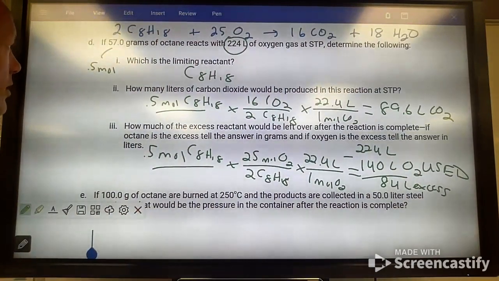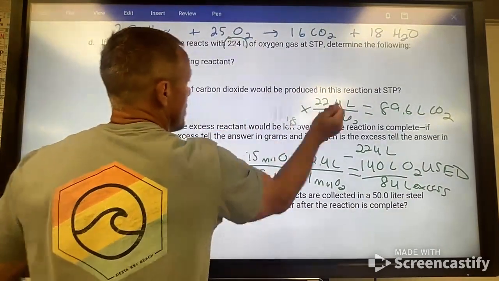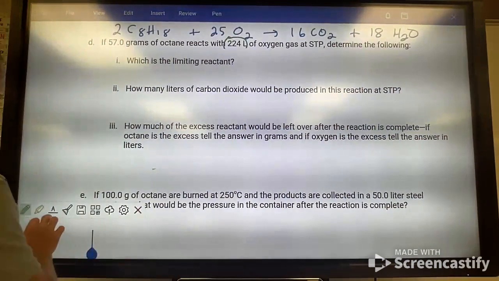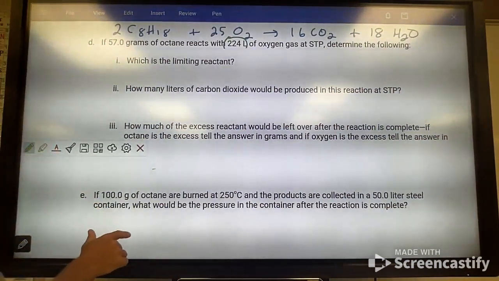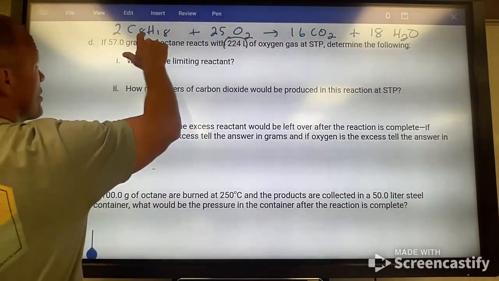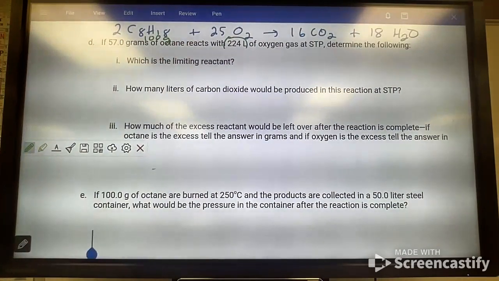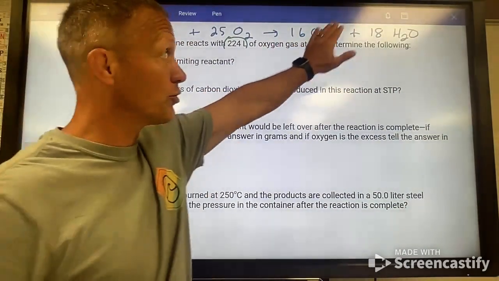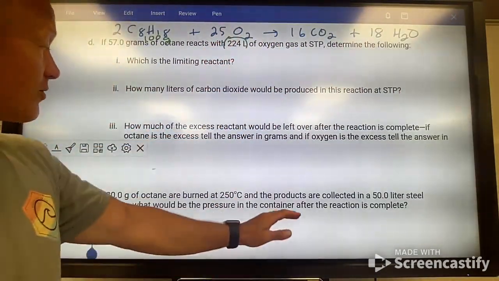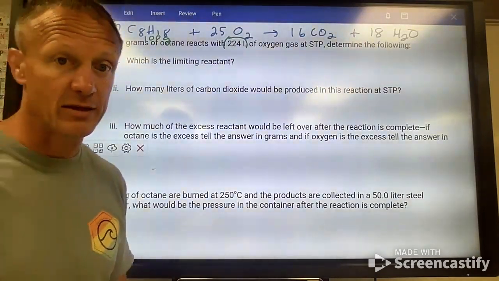Not too tough there. All right, one more question. I'll do this one real quick. You've got 100 grams of octane at 250 degrees Celsius. So they're going to burn 100 grams of that at 250 degrees Celsius. The products are collected, so the products are CO2 and H2O. We're assuming there's no excess oxygen here. Collected in a 50-liter steel container. What would be the pressure in the container after the reaction is complete, assuming the temperature stays the same?